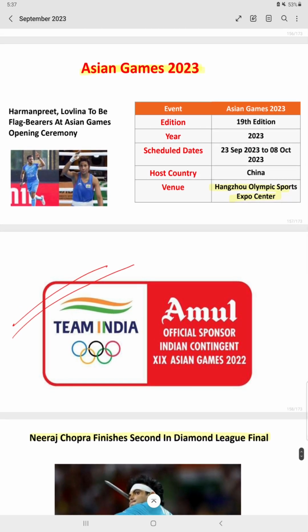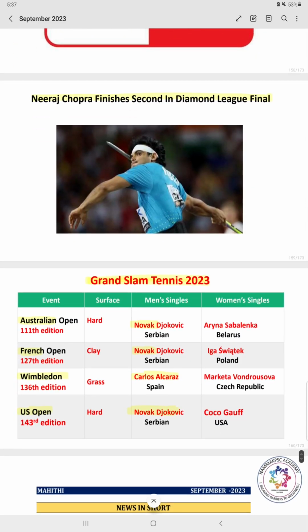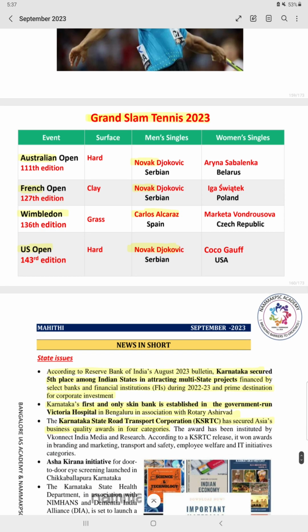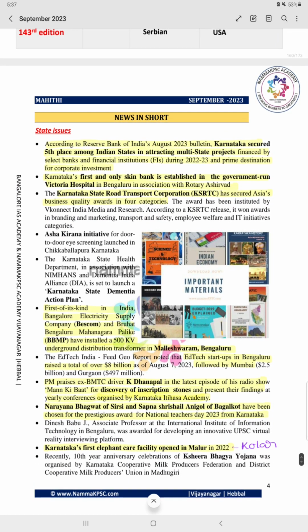Then Asian Games, where was it held? Hangzhou, China. Who was India's official sponsor? Amul. Neeraj Chopra has won second place in the Diamond League final. Then Grand Slams, all the four Grand Slams you have to know. Australian Open, French Open and US Open were won by Novak, while Wimbledon was won by Alcaraz. Then we arrive at news in shorts.